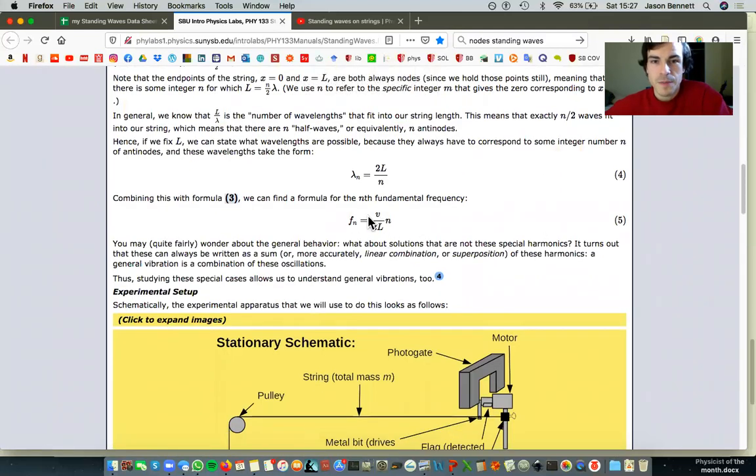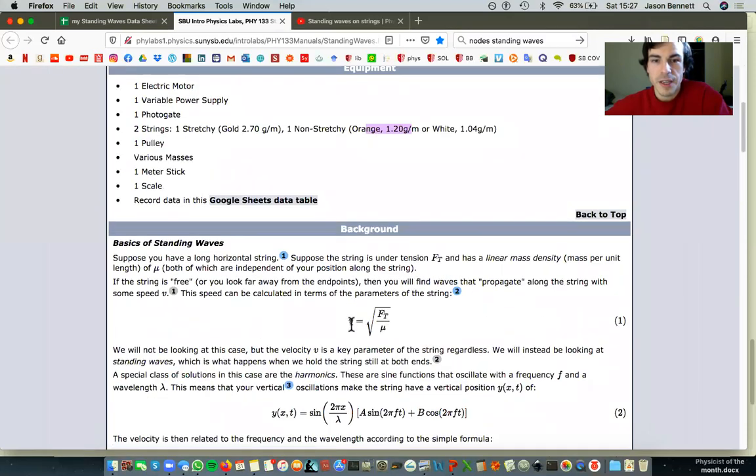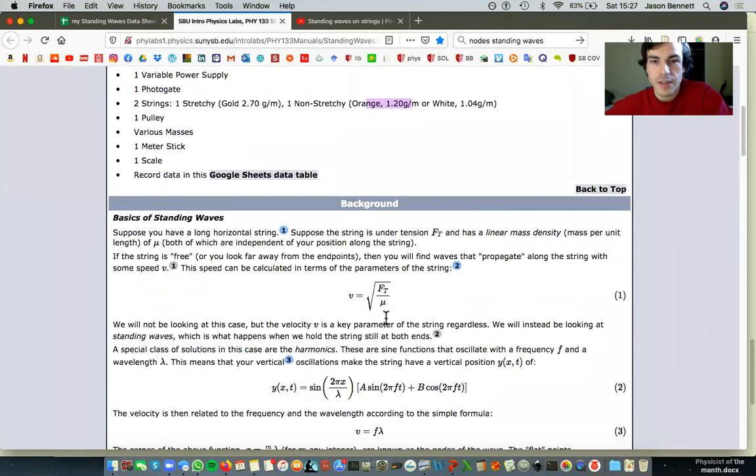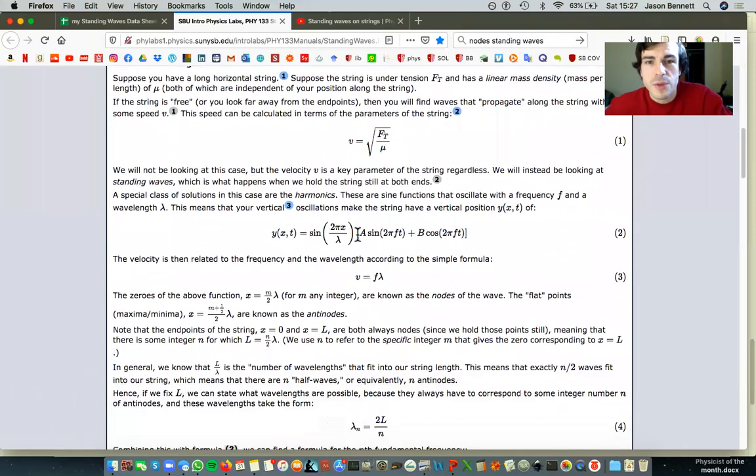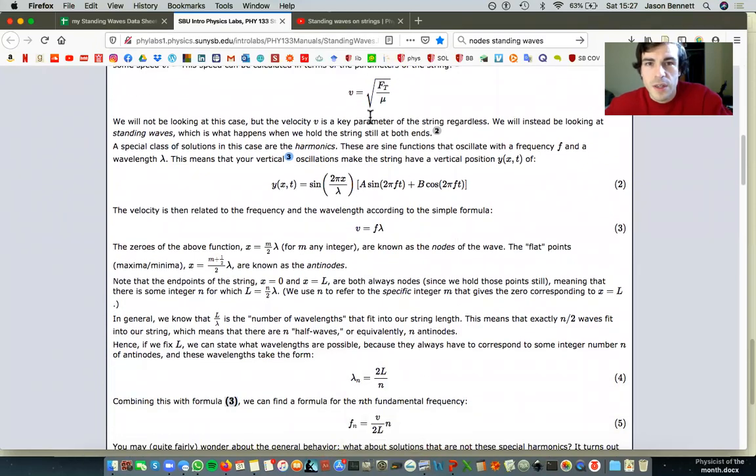Starting with this equation, plugging in V from this equation, squaring it to get those things outside, because our objective here is to take our given mass density and then stretch the string in different tensions to get our own value for the mass density. And so we're going to plug this V into this equation, square both sides of the equation so that we can isolate mu and solve for mu.